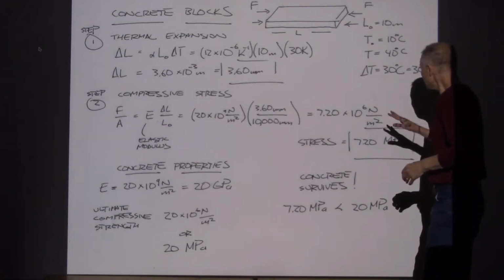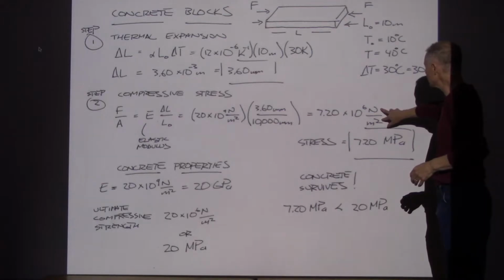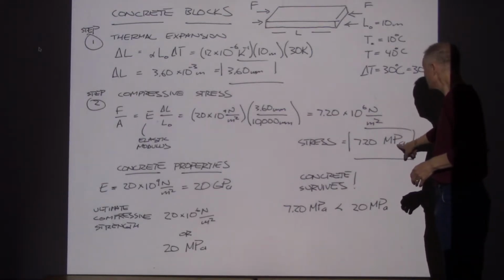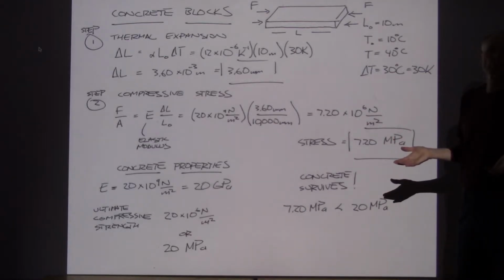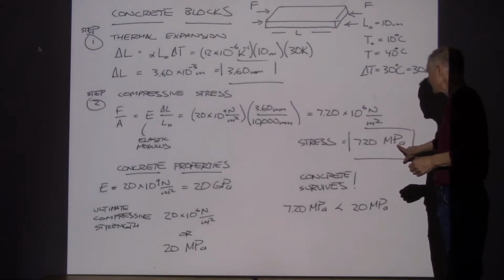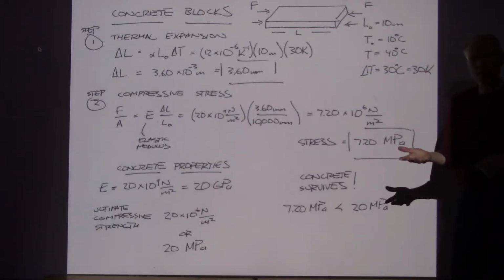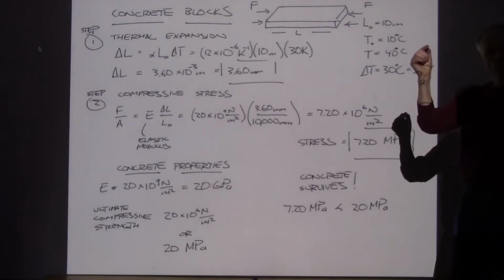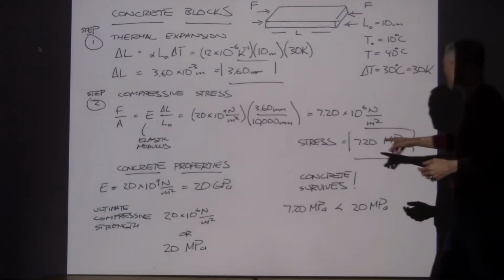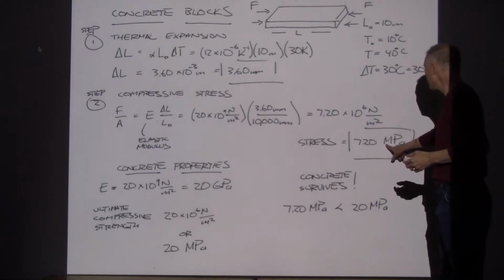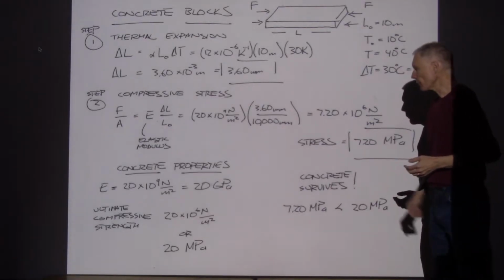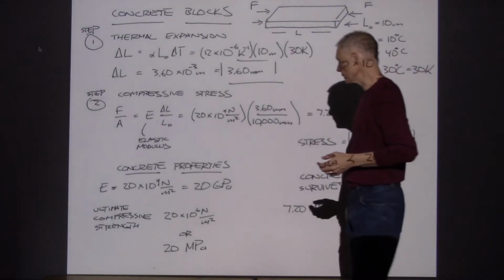And I think it becomes more and more standard in engineering, rather than reporting this as newtons per square meter, to go ahead and write it in pascals, units of pressure. So it's some million pascals of stress. Since stress is measured in newtons per square meter, we can use pascals for that. And so 7.20 megapascals of stress that we've placed the concrete in.